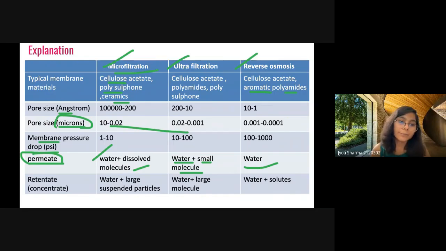And retentate, this is what will be removed. Water and large suspended particles will be removed. In ultrafiltration, water plus large molecules will be removed, and in reverse osmosis, water and some solute will be removed. And that's why there is always a pipe in the arrows, because that is giving you some water that will be taken away, that is polluted water that will have a high concentration of solute in it.